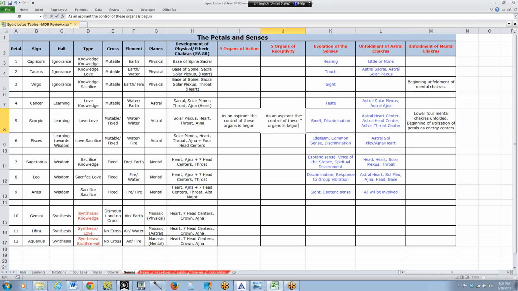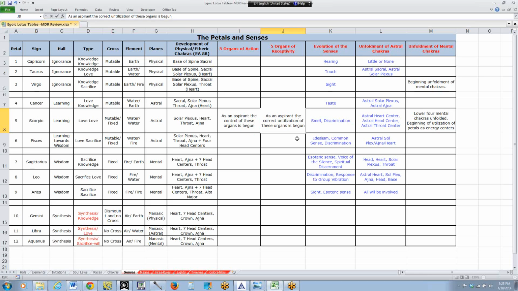As an aspirant, the correct utilization of these organs is begun. And then, of course, they simply increase all the way through beyond the third initiation. And there are these phases of yoga. We've covered them, but you have to have, let us say, concentration.